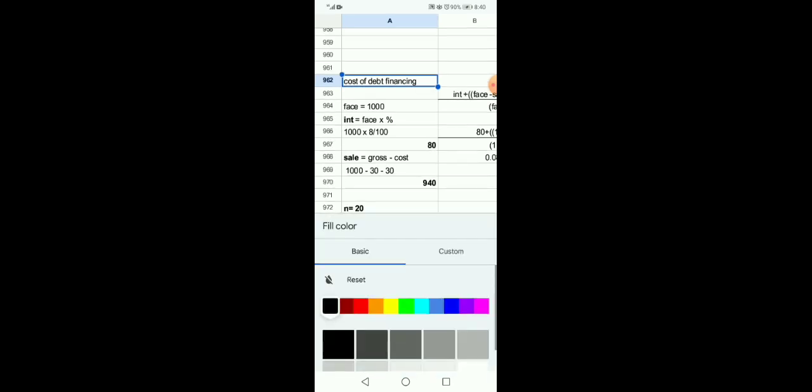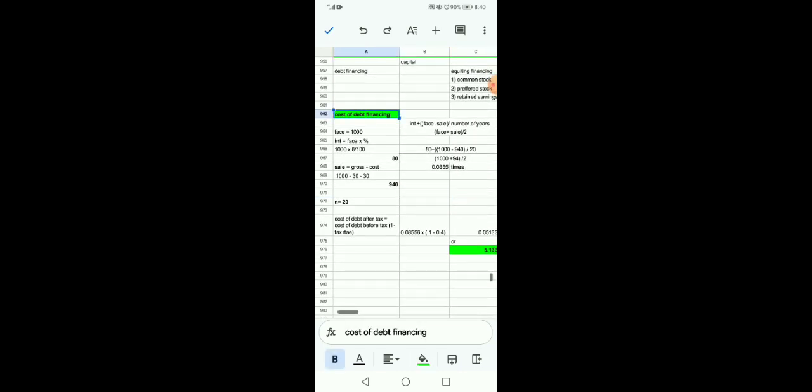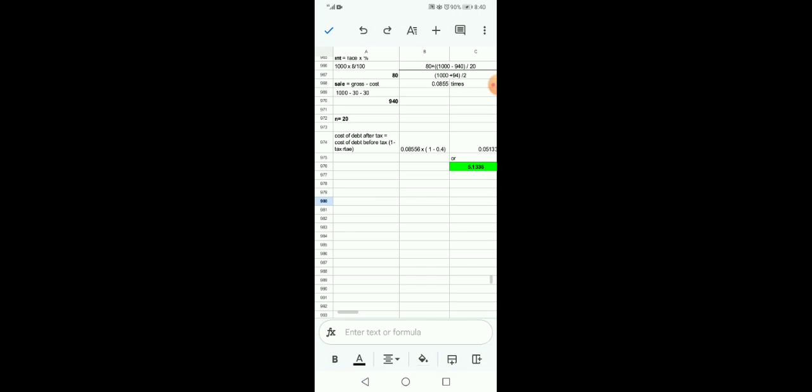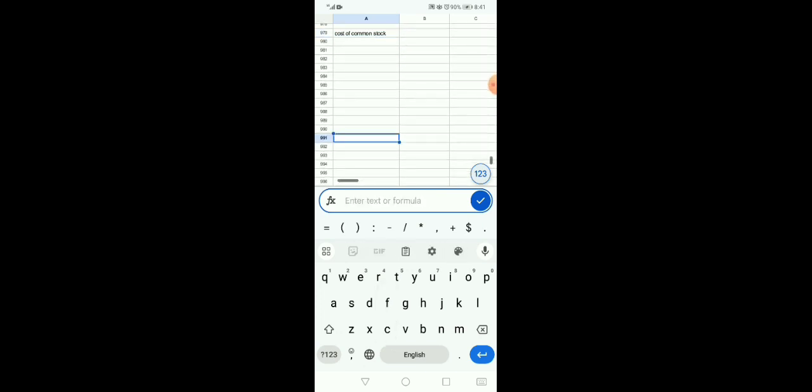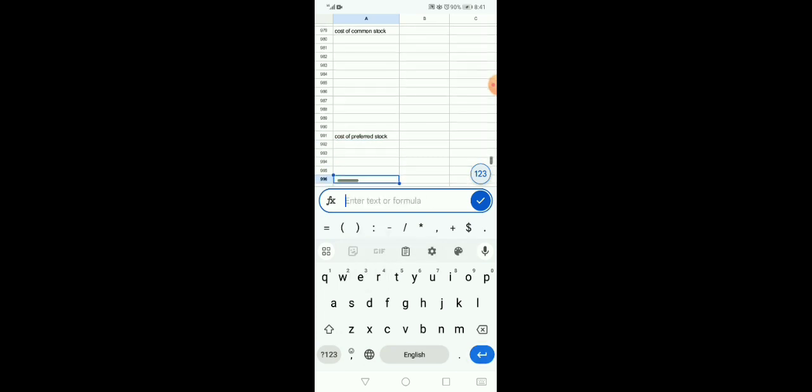Cost of debt. All right, guys, we are going to solve cost of debt, cost of retained earning, cost of common stock. First step has been completed. Cost of debt is calculated. Now let's see what is next for us. As you know, under cost of capital, we will be calculating cost of common stock, and then cost of preferred stock, and then cost of retained earning. These are our steps.